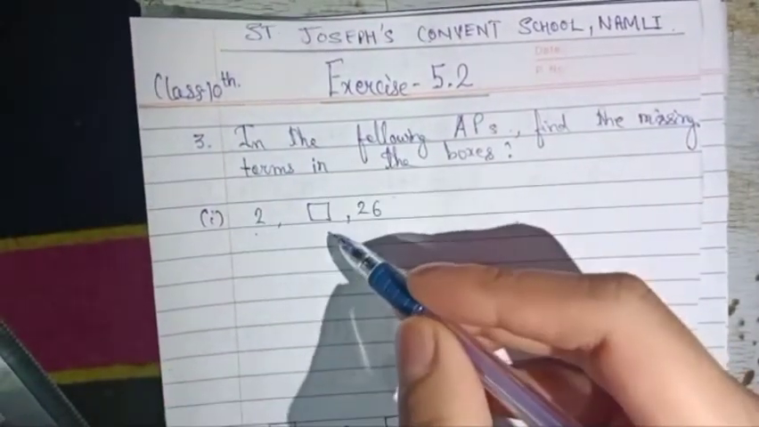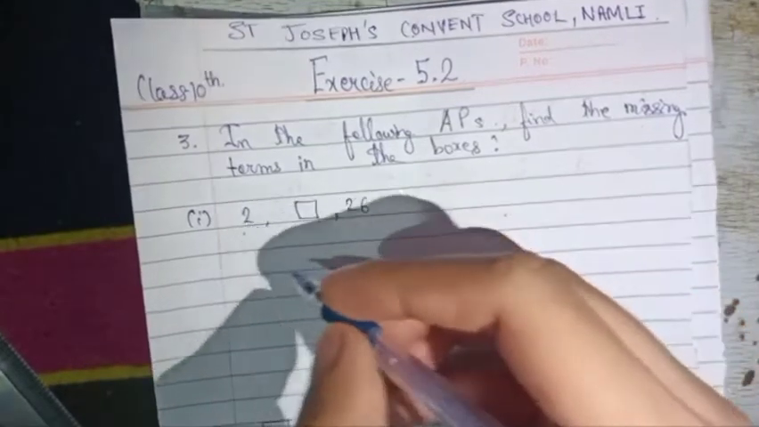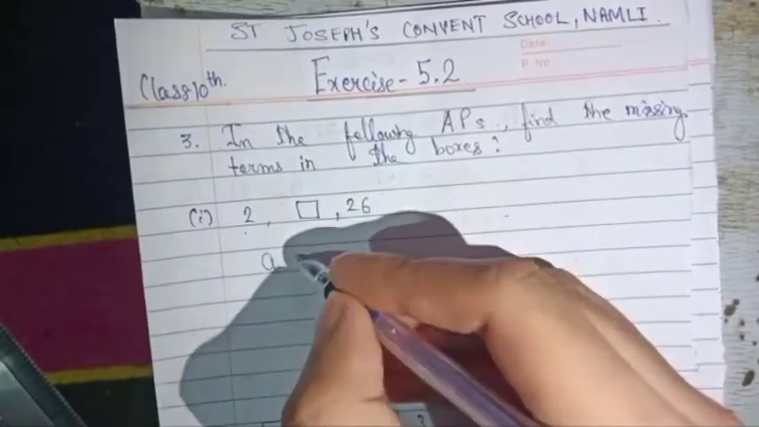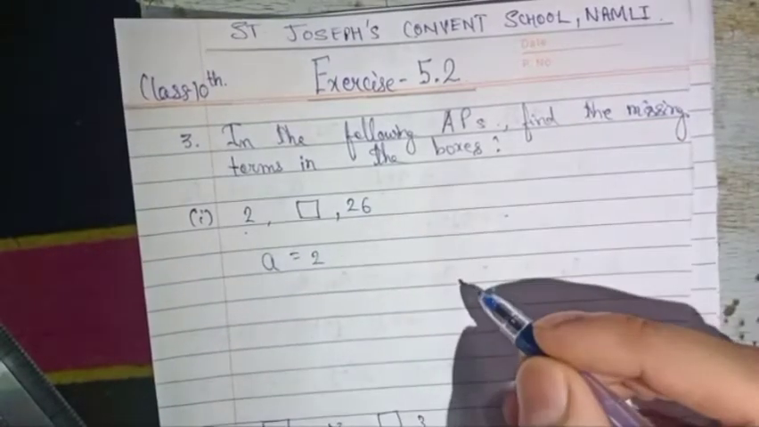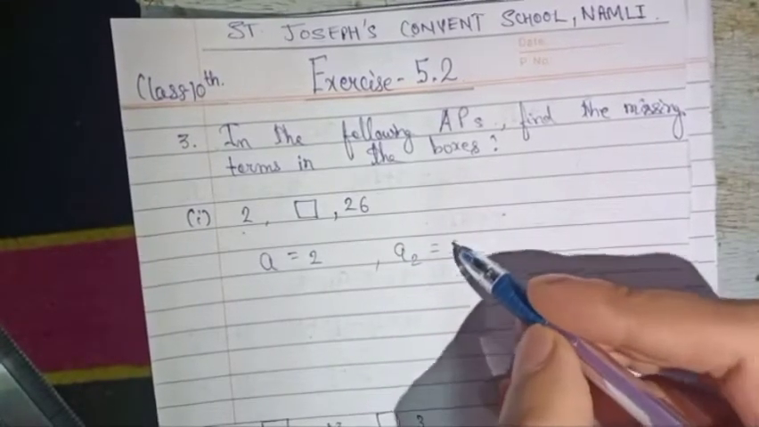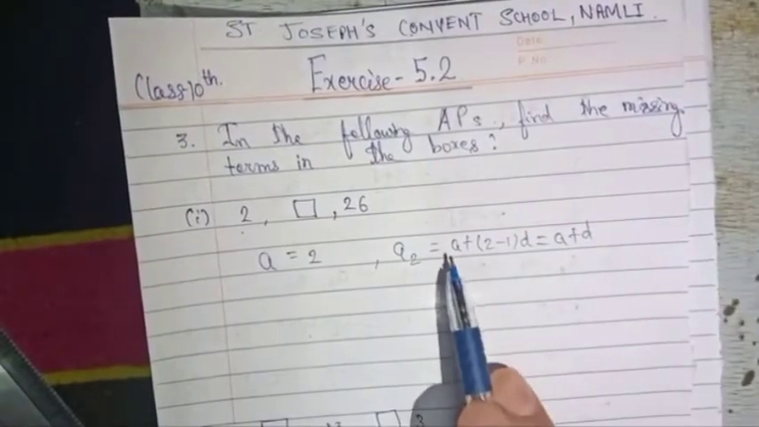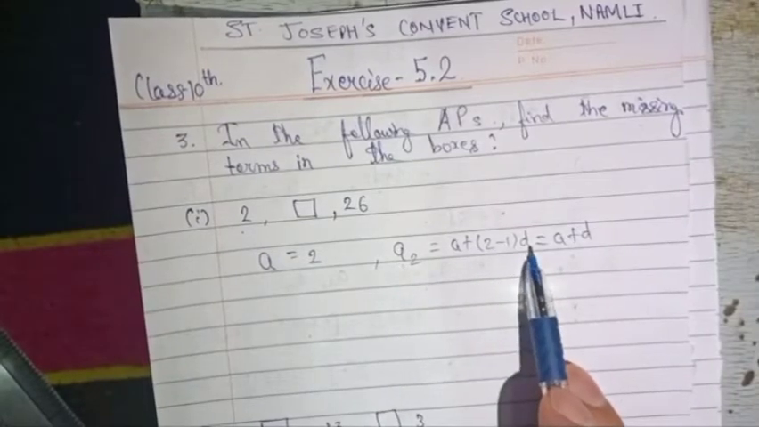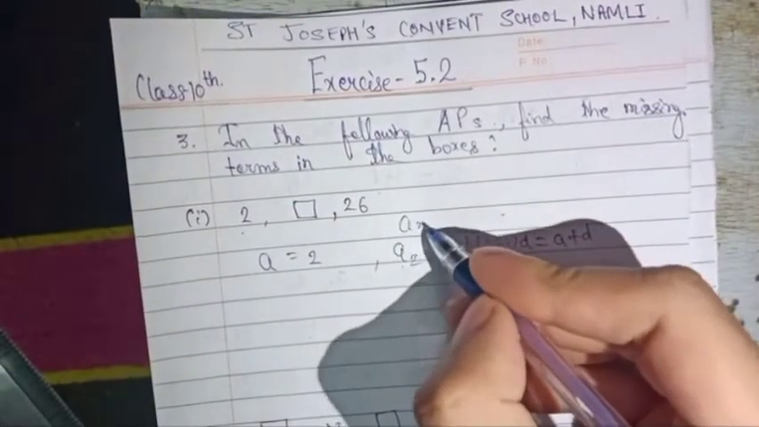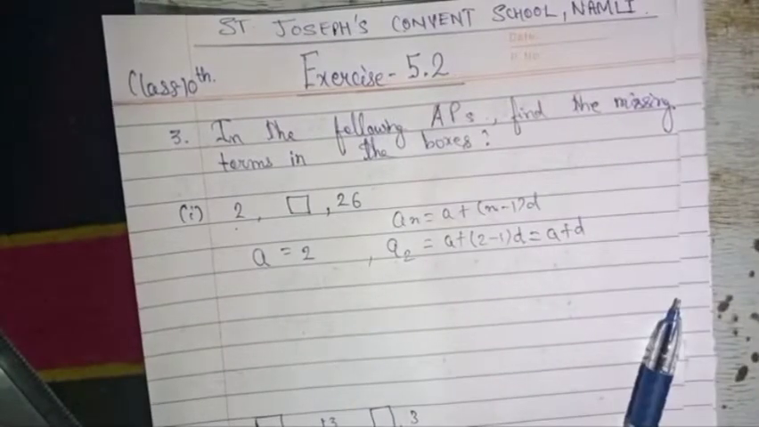Then the second term is not given to us, and the third term is given to us as 26. The first term we always represent by A, and A is given to us, that is 2, and the second term is A2. A2 is always equal to A plus 2 minus 1 D, that is equal to A plus D. Remember the formula: An equals A plus (n minus 1) D.